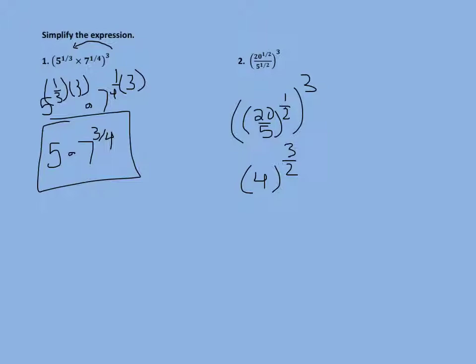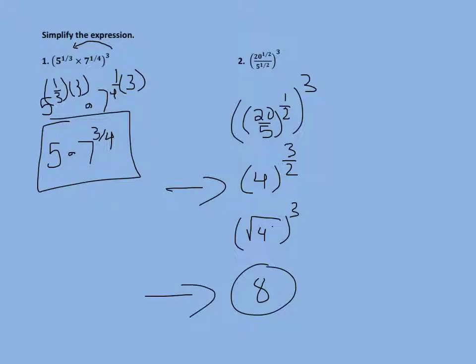Without a calculator. Remember now, 3/2 means you can do the square root of 4 to the 3rd. Well, what's the square root of 4? 2. 2 to the 3rd, 8. So we need to be able to do this and get to this without a calculator.